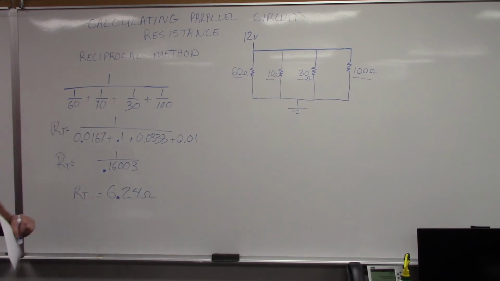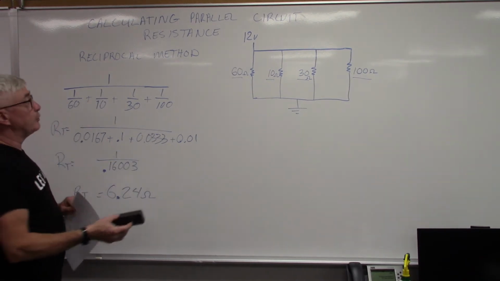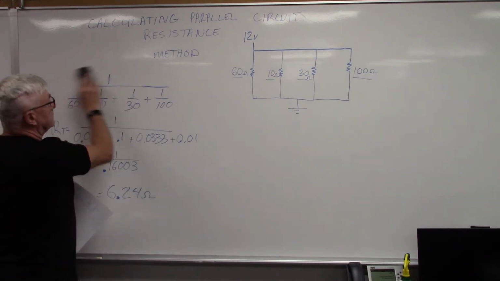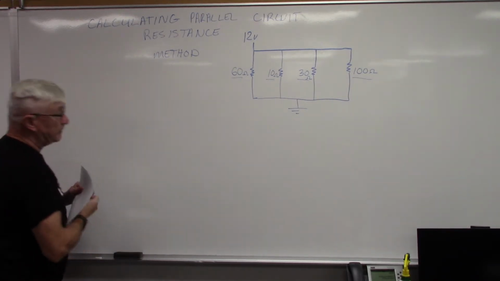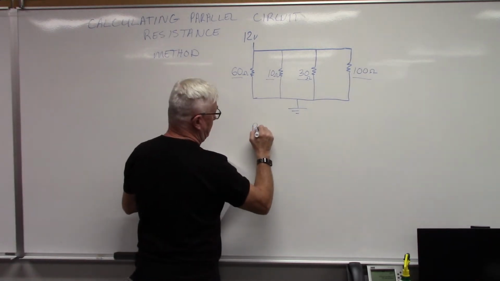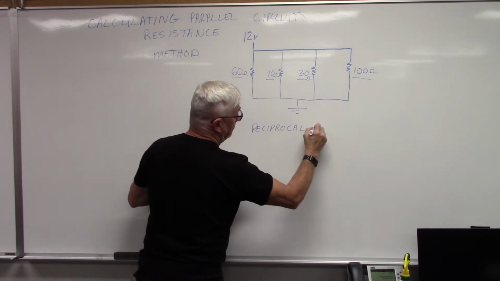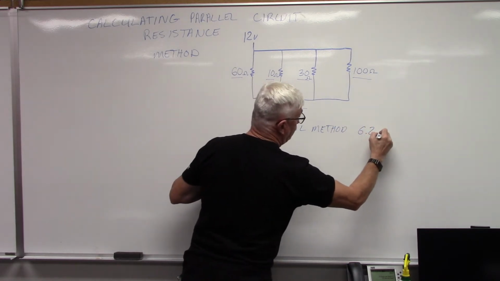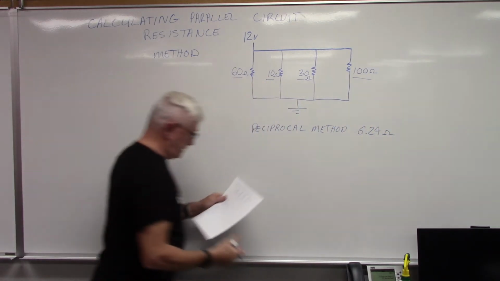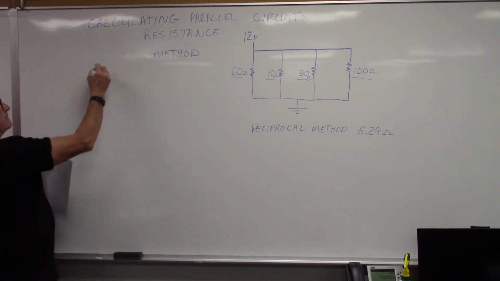As I said, all we're going to do now is leave that and show you a different method. So we'll take all of this off. Remember that with the reciprocal method, our final answer was 6.24 ohms. Now for the next one, let's do just a simple current flow.